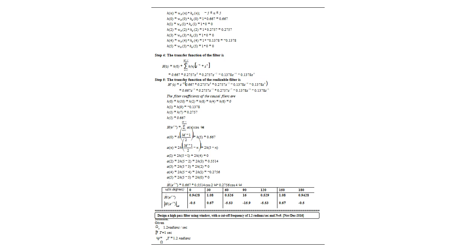So h of n is WR of n into hd of n. We take the limit from minus 5 to plus 5. So we first find h of 0, then h of 1, h of 2, h of 3, h of 4 and h of 5. Next, step 4: the transfer function of the filter is H of z equal to h of 0 plus summation n equal to 1 to (M minus 1) by 2 of h of n into (z power minus n plus z power n).